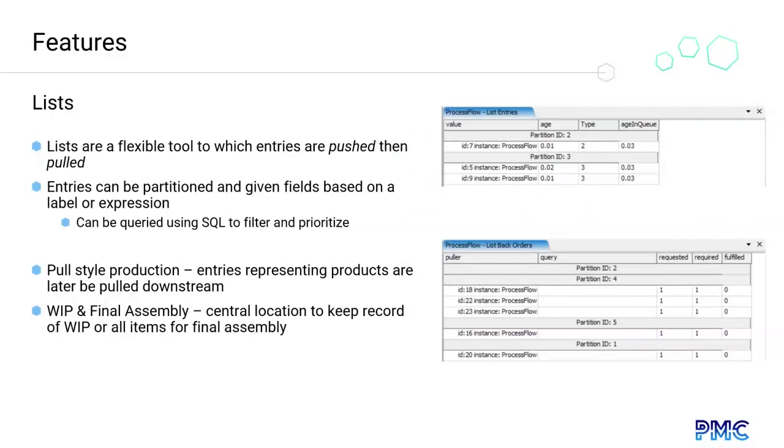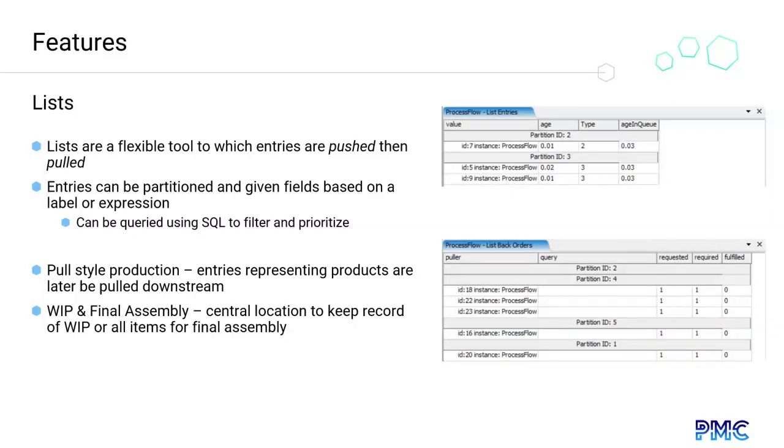They are, as the name suggests, lists where you push some kind of entry, which could be representing, say, a product, and then it's later pulled. So entries can be partitioned and given fields based on a label or expression, a label being, in a sense, a variable that you're applying to an object or a token. And so that's what you see on the top right. Those columns are labels that I've applied, so age, type, and then age in queue, which is really time in queue. And then there's partitions based on product type as well.